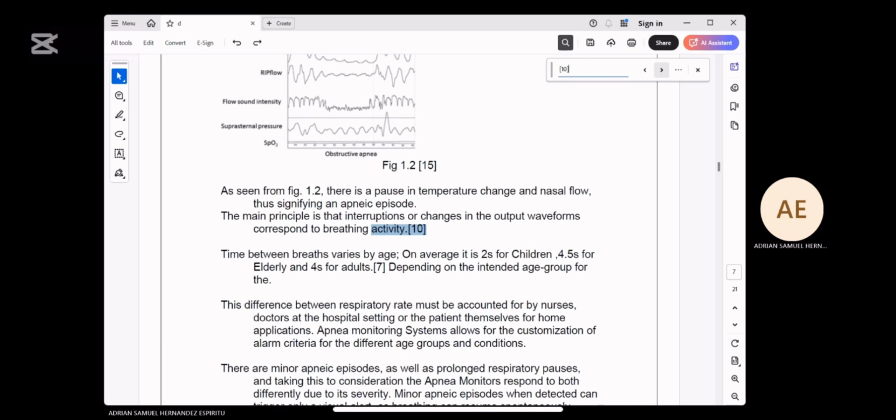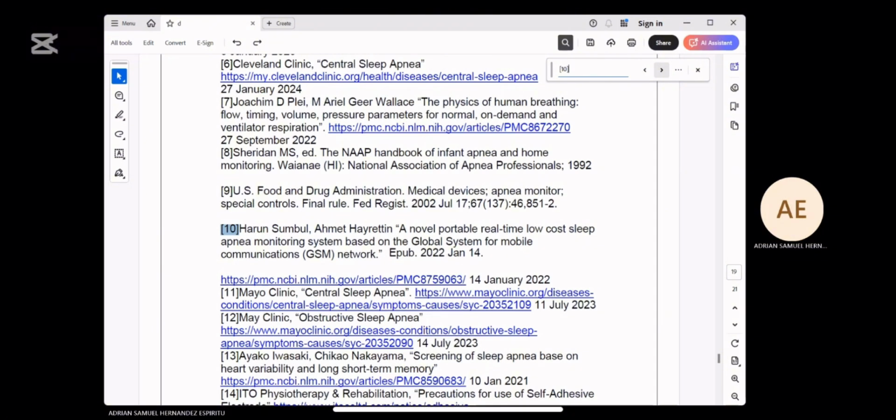Using the knowledge that I got from this research paper, I am able to note that observations in sleep apnea can be detected from changes in the output waveforms. As you can see, I first start off with the two authors' names, Harun Sambul and Ahmed Hayrettin, followed by the title of the paper, which is given above. Then it ends off with the publishing company, which is EPUB, and lastly, the publication date, which is 2022, January 14th.